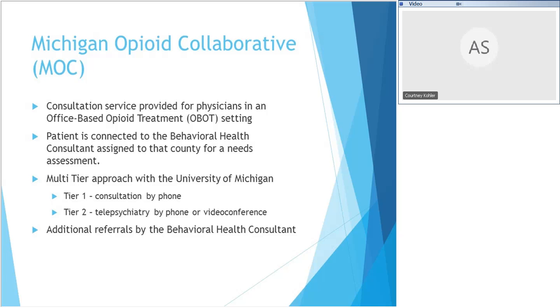The Michigan Opioid Collaborative is going to do a 2-tier approach, as you can see on the slide. They'll do the consultation by phone. They'll also do the telepsychiatry by phone or video conference.